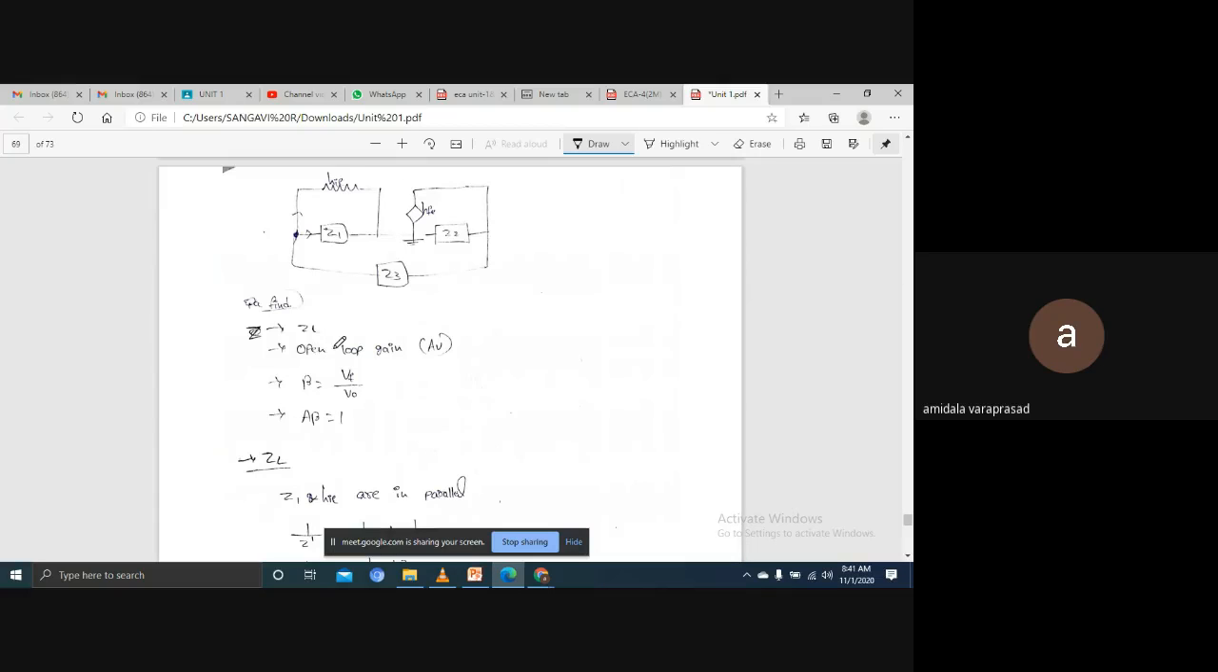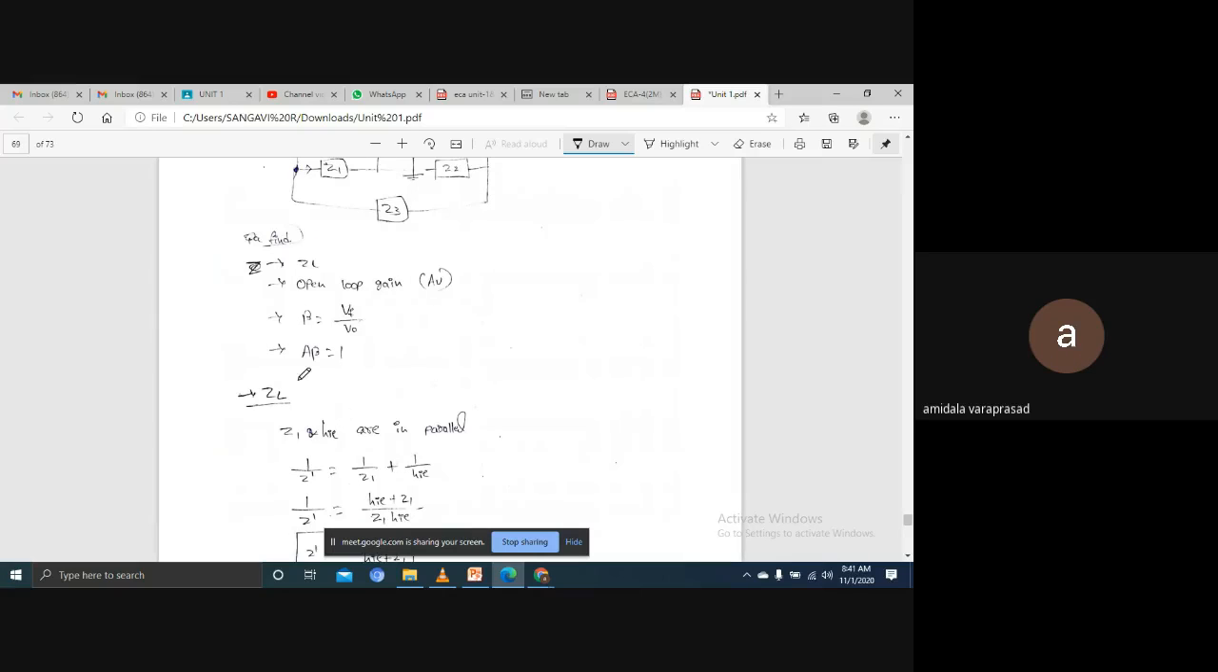Now, first we need to find ZL, open loop gain, beta value VF by V naught, and A into beta. When we do the A into beta, we'll get the generalized equation. First ZL we need to find out. How can we get ZL? See here, the circuit.